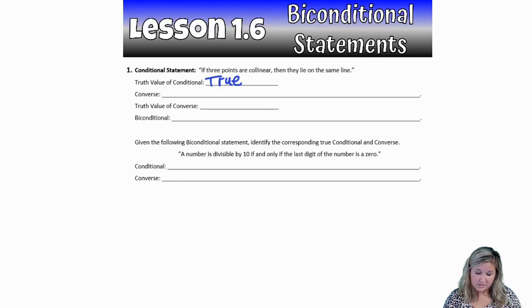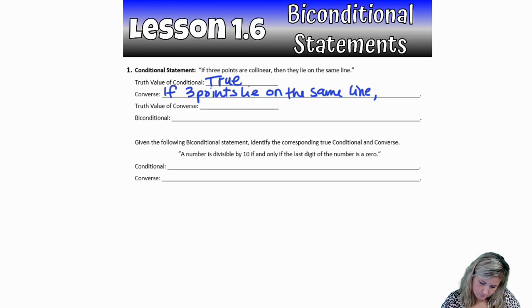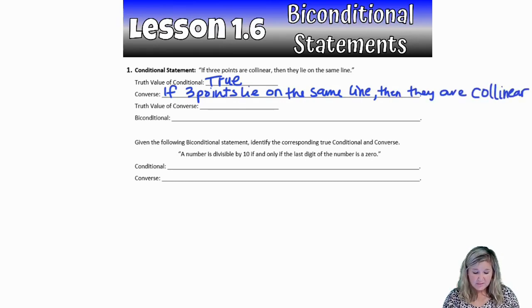And so the converse is also true. Let's look at the converse first, so we'll flip-flop those. The converse says if three points lie on the same line, then they are collinear. So that is true. Since the conditional statement and the converse are both true, we can make this a biconditional statement. So we'll say three points are collinear if and only if they lie on the same line.